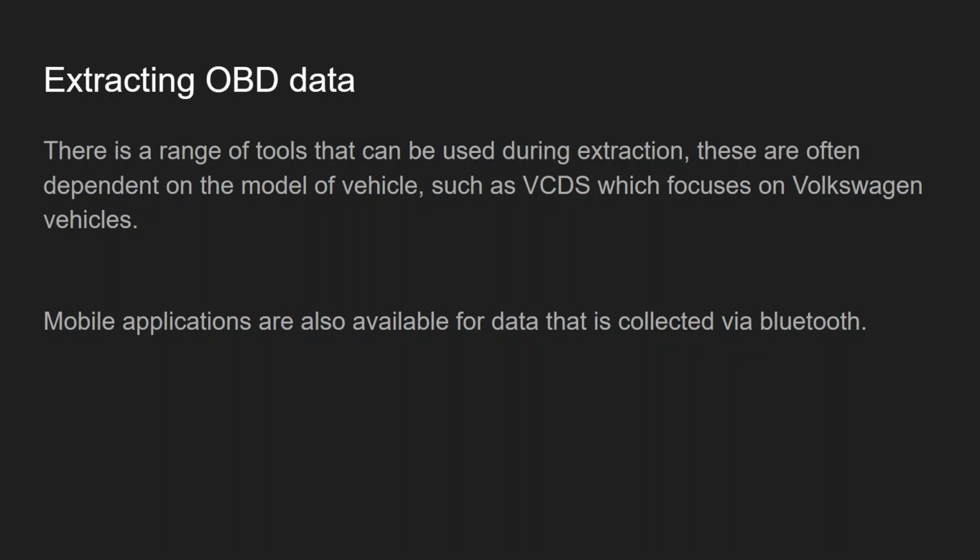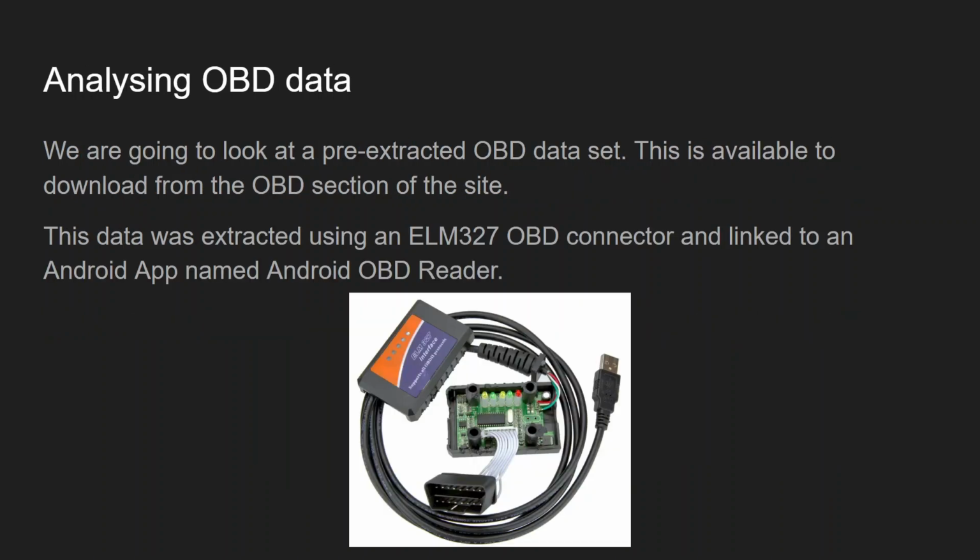So now we're going to look at a pre-extracted OBD dataset. You can download this from the site. And this was extracted using an ELM327 connector and was connected to an Android phone running an app called Android OBD Reader. And here's a picture of the ELM327.